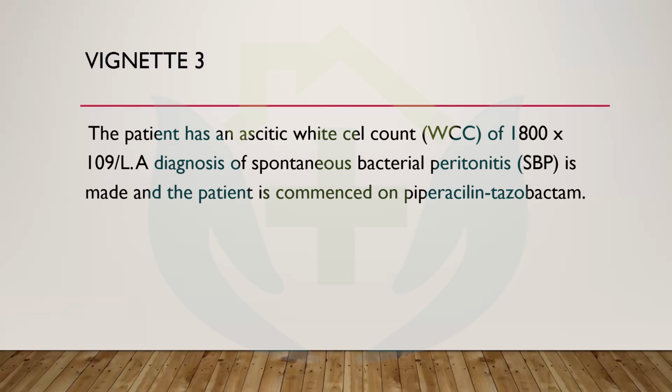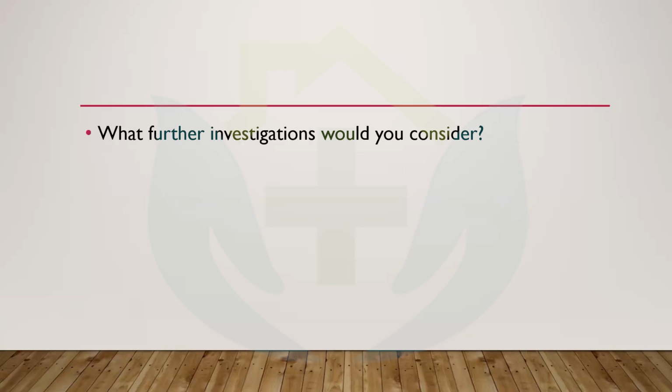Now the next scenario: the patient has an ascitic white cell count of 1800. Diagnosis of SBP is made, and the patient is commenced on piperacillin tazobactam for that. My next question to you would be, what further investigation would you consider in this patient now? We have diagnosed SBP. What further investigations, as the patient is deteriorating? What more do you want to do?